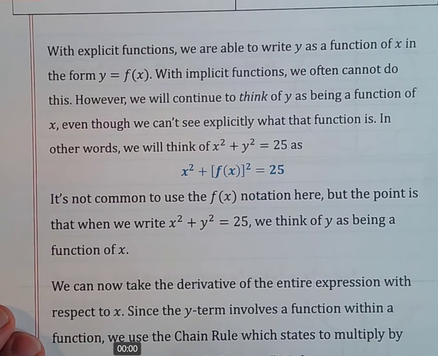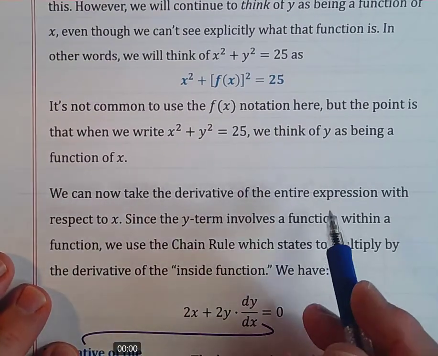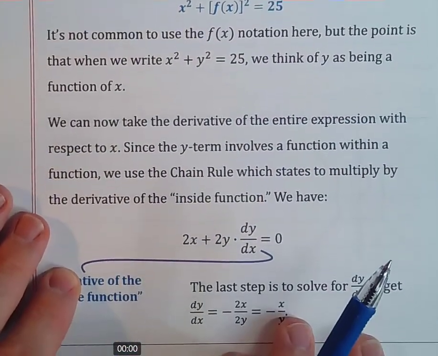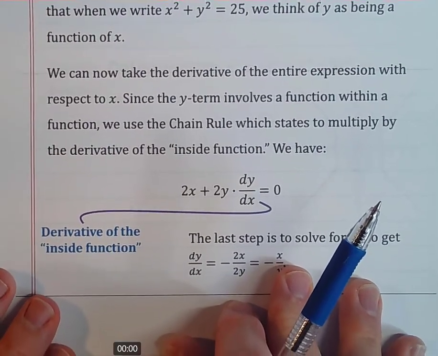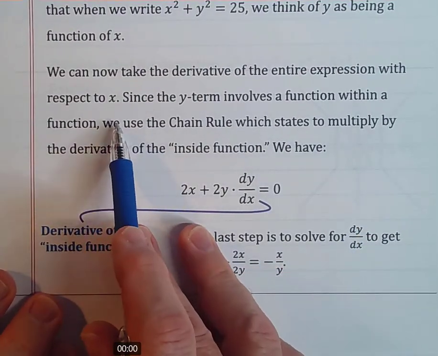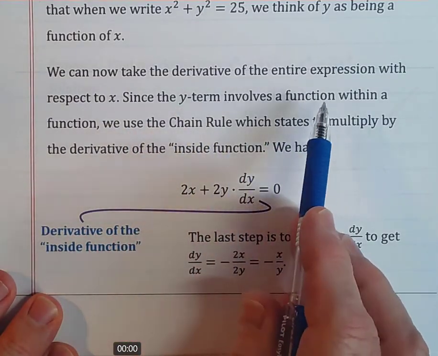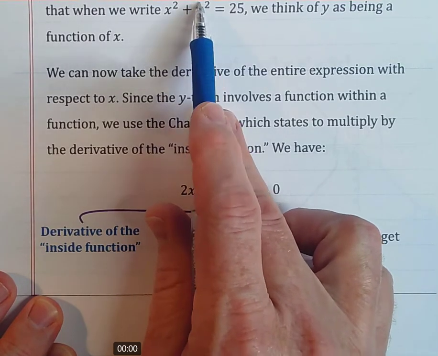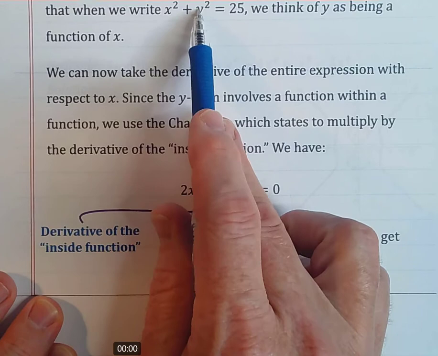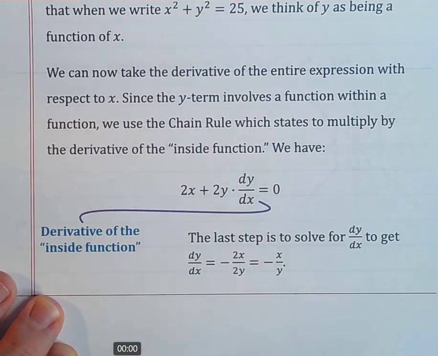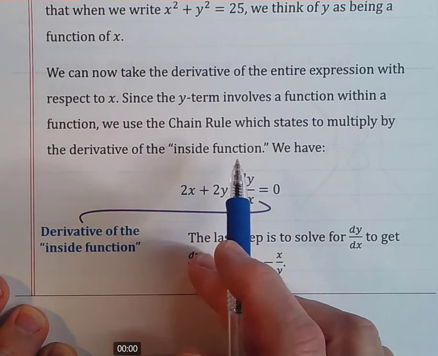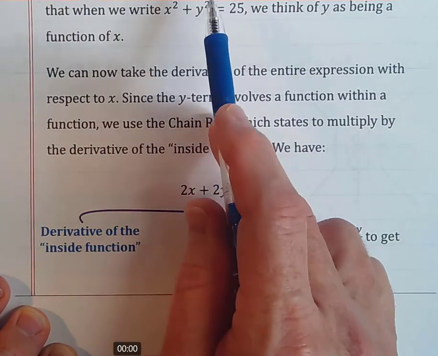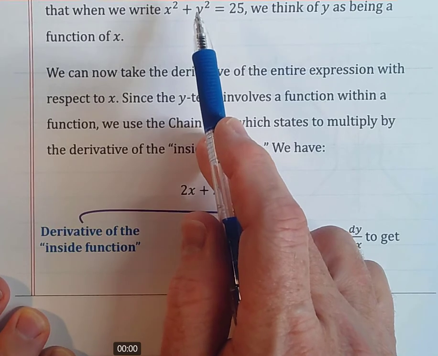Now, the point here is that when we write this, we're going to think of y as being a function of x. Now, let's take the derivative of the entire expression with respect to x. And since the y term involves a function within a function, remember, we're thinking of y as being some function of x. So when we see y squared, that's some function of x being thrown into the square. That's a function within a function. And when we have a function within a function, we know that the chain rule kicks in. And so the chain rule says we're going to multiply the derivative of the outside function times the derivative of the inside function.